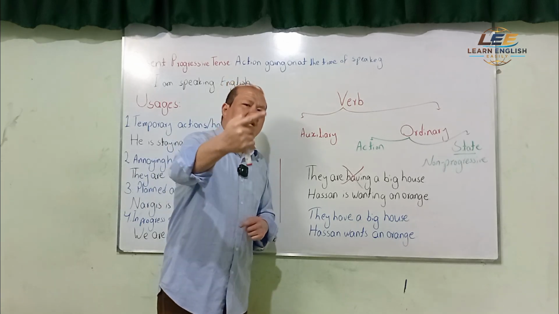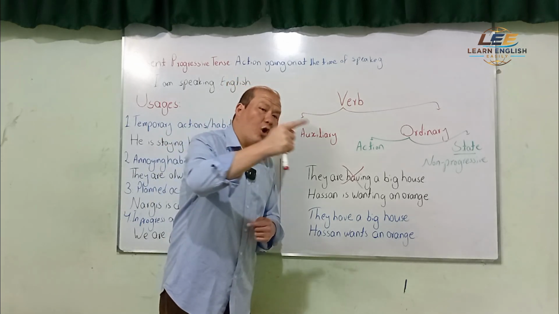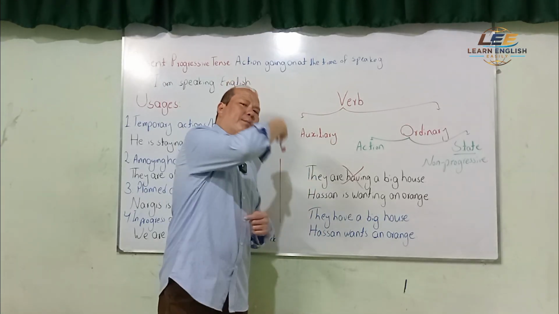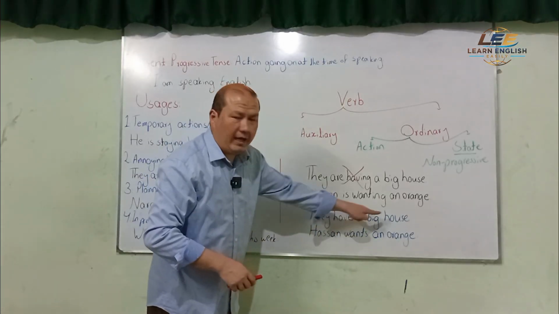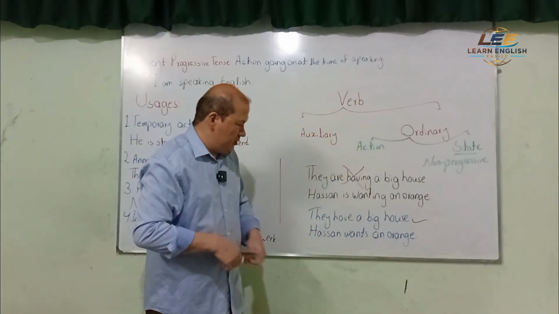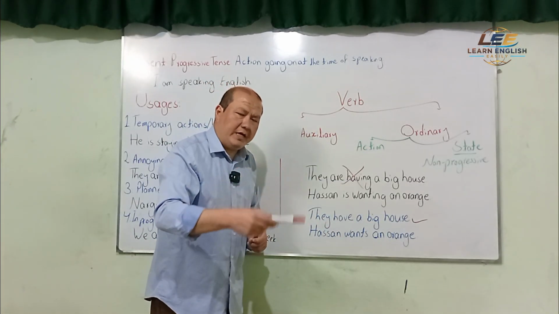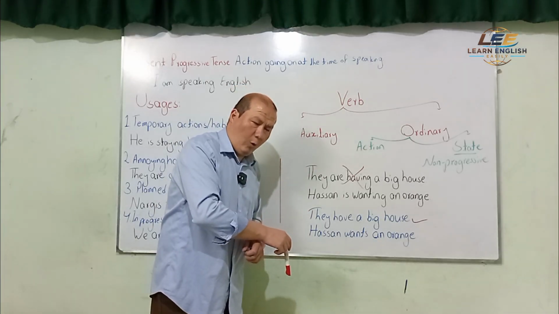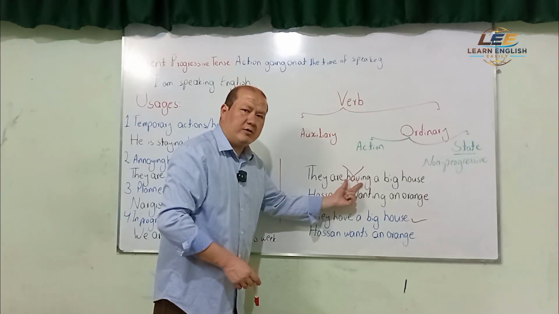What should I say instead? I will go one tense back. I will change present progressive tense to simple present tense. What will I say? I say, they have a big house. This is correct. I have not used ing. I have gone one tense back. I changed present progressive to simple present tense. Why? Because my verb is a state verb and it cannot take ing.